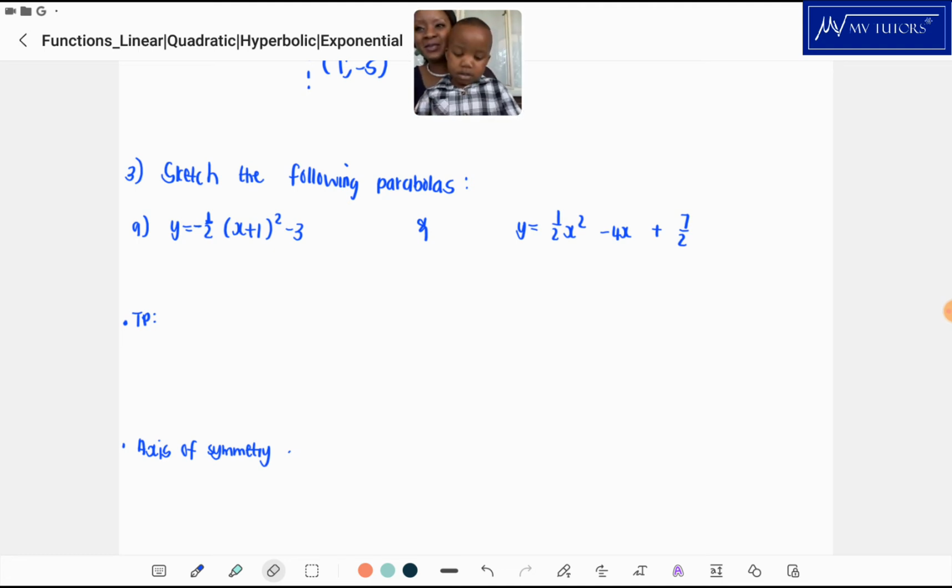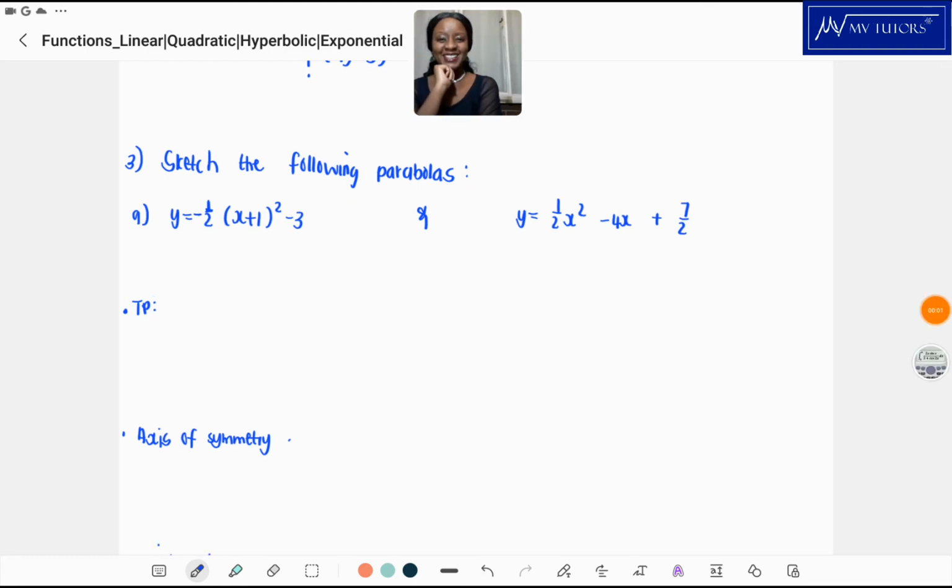Alright guys, so we're going to have a look now at the second function, and we're going to sketch that. We're going to plot that. Firstly we need to determine the turning point, and we're going to do it by using the minus b over 2a to get the x coordinate. Hello, and we are going to continue hours later. So we're going to have a look at the second function.